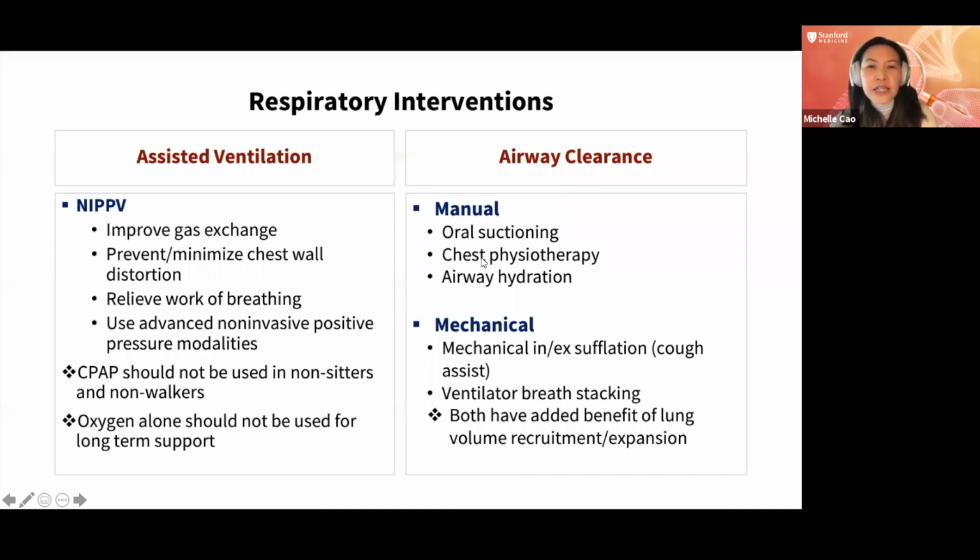For airway clearance, there is manual and mechanical. So manual consists of oral suctioning, chest physiotherapy, and airway hydration. For mechanical, this is where we use the mechanical insufflation-exsufflation, otherwise known as the cough assist. We can also use a ventilator for breath stacking. And both of these have the added benefit of lung volume recruitment and expansion in addition to airway clearance.